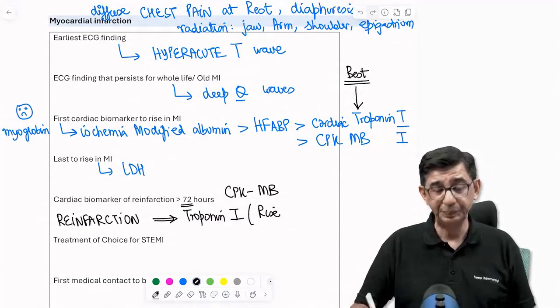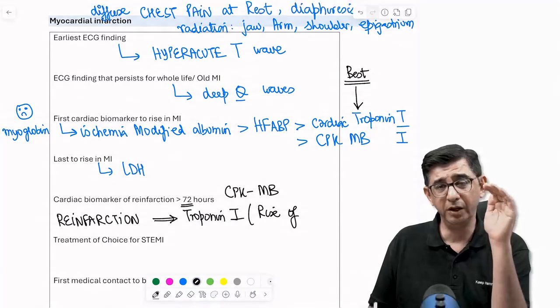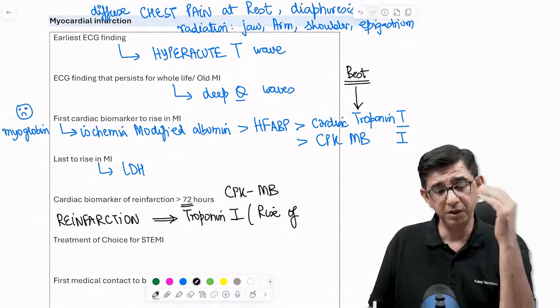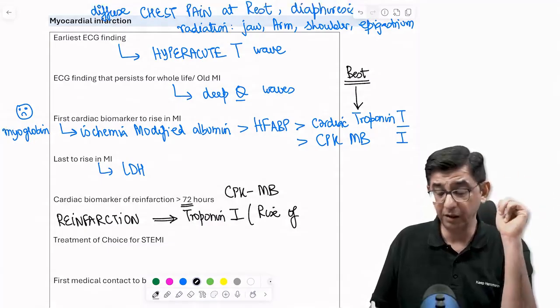Let me explain this to you. Suppose a patient came now, and troponin I was elevated at a particular level. After 6 hours, the patient is deteriorating even further. So I decided to do troponin I again.